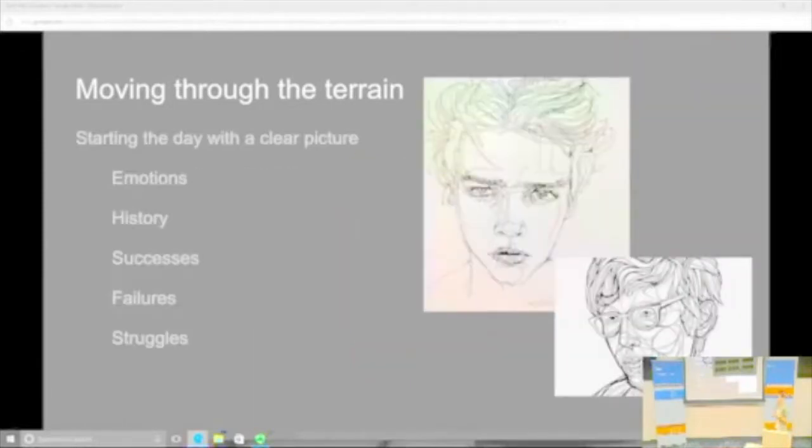Wouldn't that be great to have with your students? If you think about your students as the terrain, if you knew how I needed to be looking at them today, what emotions they're bringing with them, what history they came with, what successes they had in the class before, maybe failures, or maybe that teacher in the class before told them something negative that we need to build upon or work with or mentor them through. It would just be amazing if we had some kind of command post to tell us how to move through the terrain with these students.